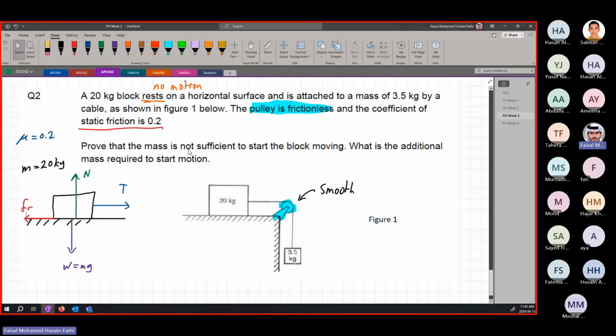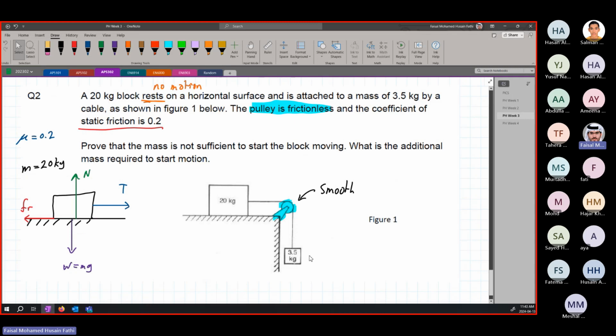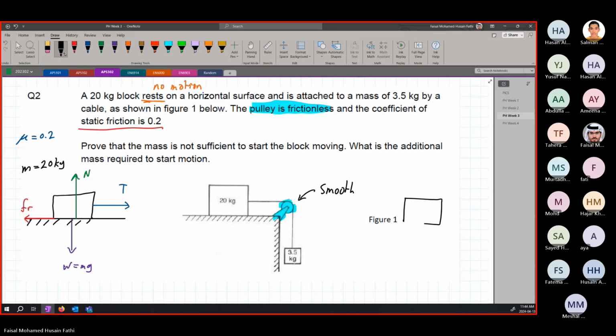Now, prove that the mass is not sufficient to start the block moving. So they want you to show that this 3.5 kilograms is not heavy enough to pull this. So let's draw a second free body diagram for this mass. This is only hanging by a cable upwards with a tension T. And remember that this tension T is equal to this tension T. So these two tensions are equal. Why? Because this is a smooth pulley and they're connected directly to each other. So any force that is going upwards here is the same force that's pulling it to the right over here.